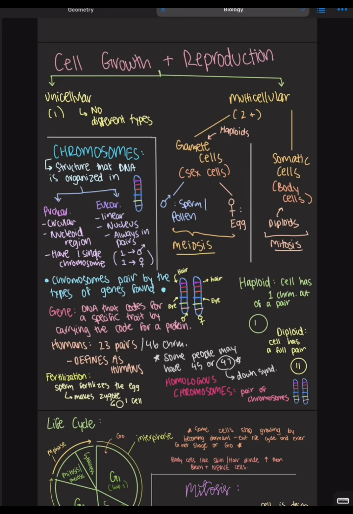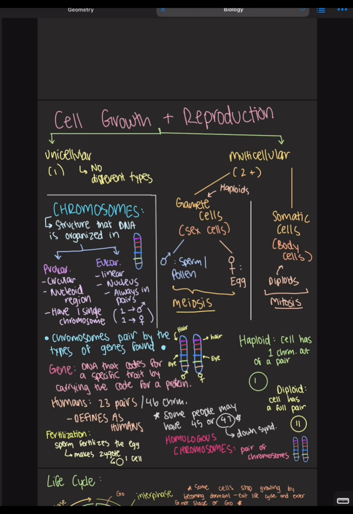Hey guys, this is cell growth and reproduction. So like everyone knows, we have two different types of cells. We have unicellular cells and multicellular cells. Unicellular cells are organisms that have one cell, and these organisms don't really have different types of cells. It's just unicellular cells.